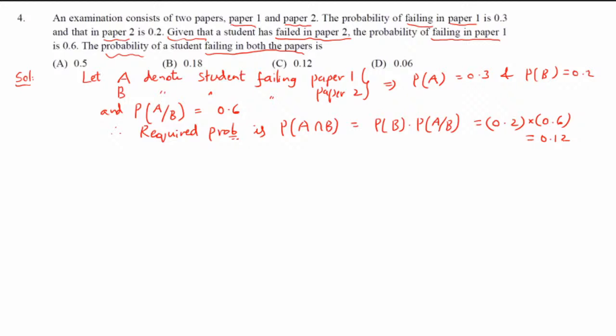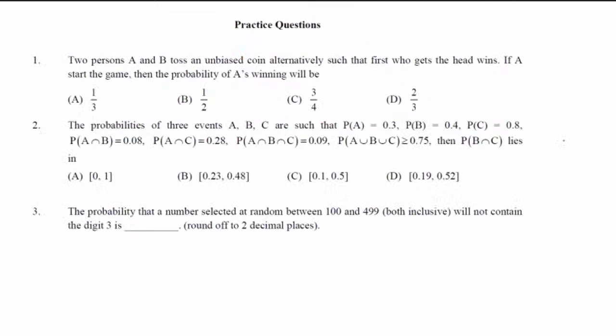Now the practice questions. Question number 1: two persons A and B tossed an unbiased coin alternately, such that the first who gets the head wins. This is the event, head wins. But who tosses first? Here, A starts the game. That means first A tosses, then B tosses the second time, third toss A, fourth toss B. That is called alternately. Okay, take care.